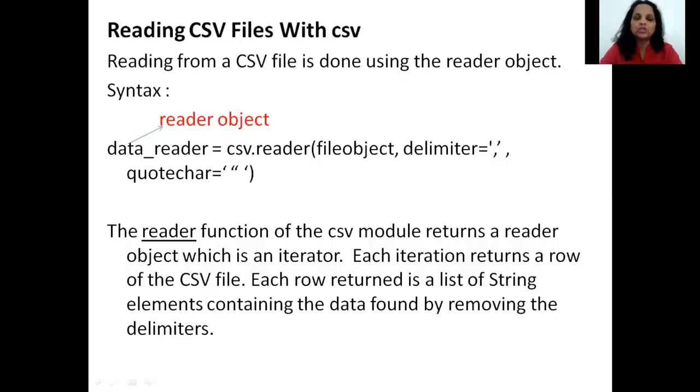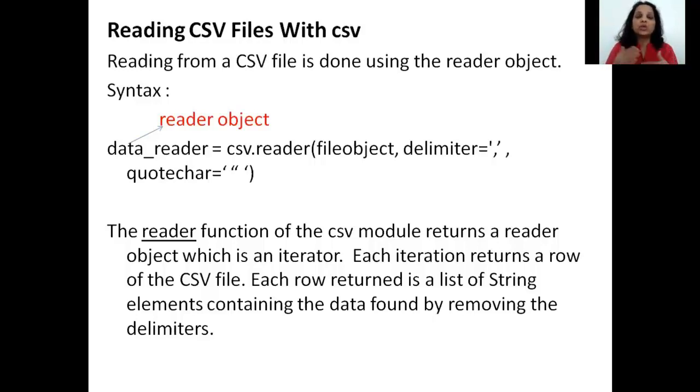If you're not going to touch the delimiter or the quotechar, we can leave it as it is and just specify the name of the file object. And that csv.reader function is going to return a reader object. Now this reader object is iterable. It's going to take me through the contents of the file, and as I move through the reader object, it will give me one line at a time from the file.